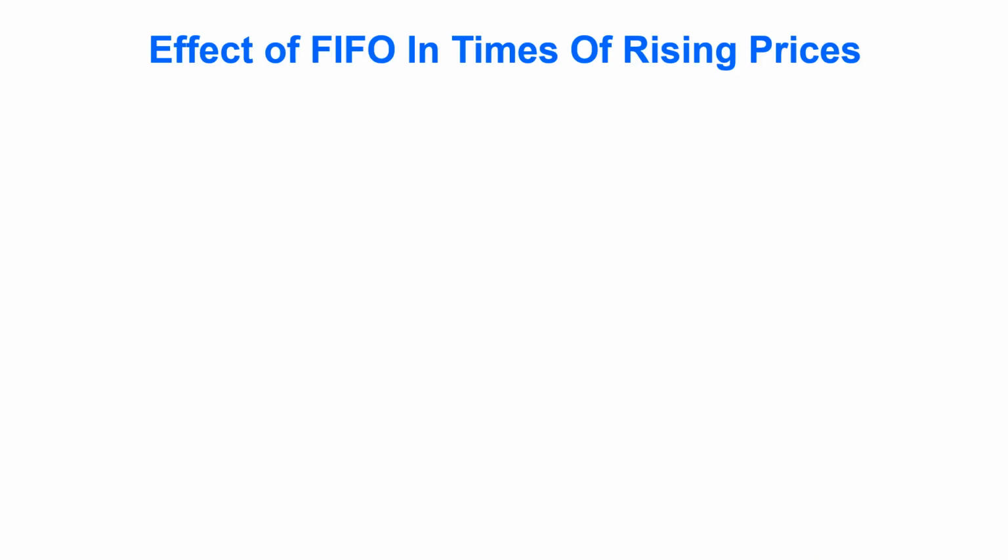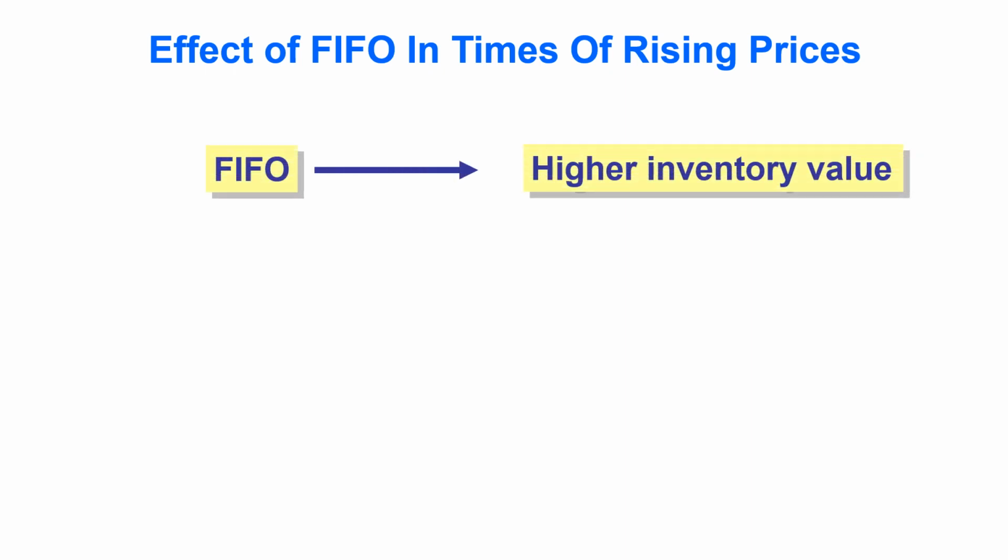Now, last topic on this, what is the effect of FIFO in times of rising prices, in times of inflation? Currently, we are experiencing inflation everywhere in the world. So what is the impact of FIFO in this case? FIFO is used to find out the value of ending inventory. What FIFO does is that it reports higher ending inventory value. The reason is because FIFO assumes that what we bought first is considered sold first.